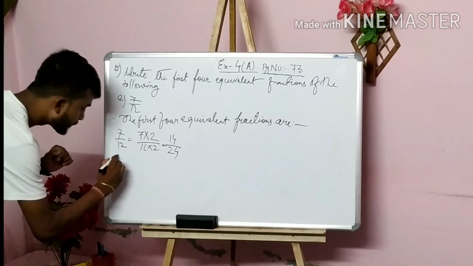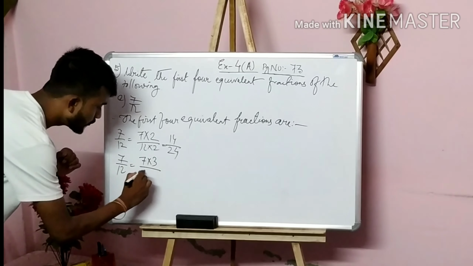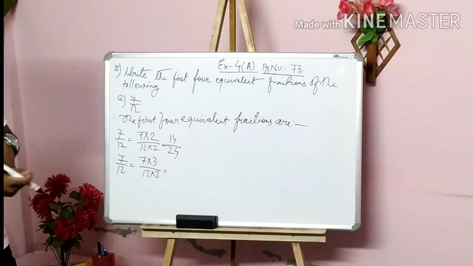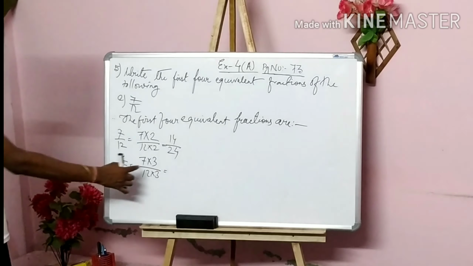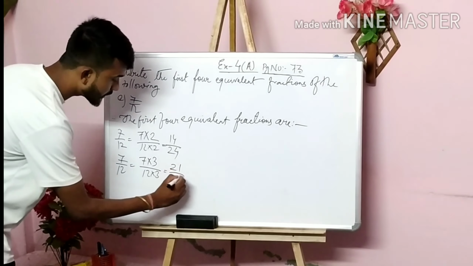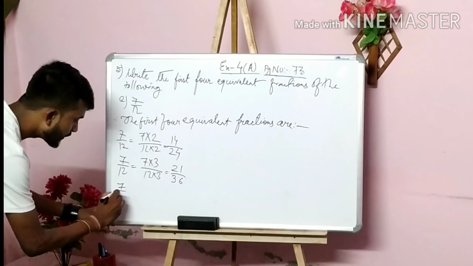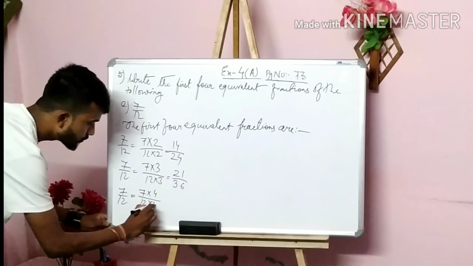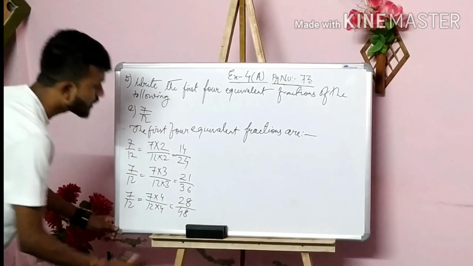Now for the second one, 7 by 12. Again 7 into 3, again 12 into 3. As I have said earlier, I am not going to say it many times, but still we have to multiply with the same numbers. That's why 3 is here and 3 is here also. So 7 3s are 21 and 12 3s are 36. Again 7 by 12. 7 into 4 and again 12 into 4. So 7 4s are 28. 12 4s are 48.